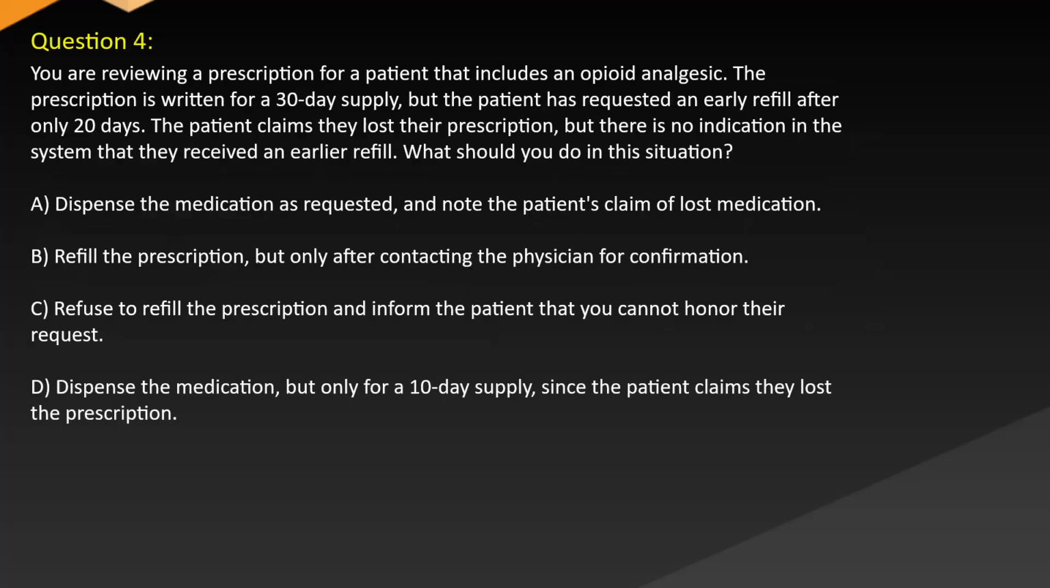Question 4. You are reviewing a prescription for a patient that includes an opioid analgesic. The prescription is written for a 30-day supply, but the patient has requested an earlier refill after only 20 days. The patient claims they lost their prescription, but there is no indication in the system that they received an earlier refill. What should you do in this situation?